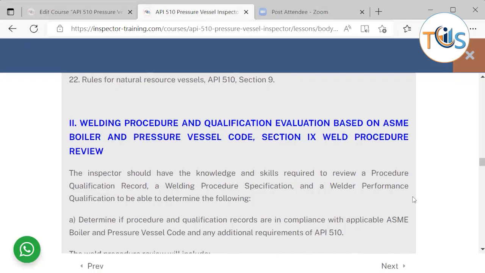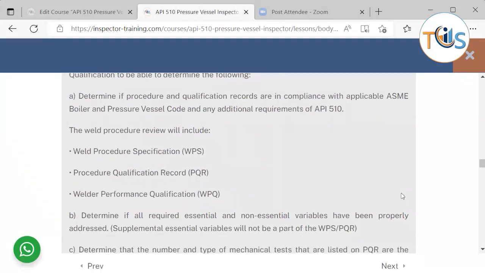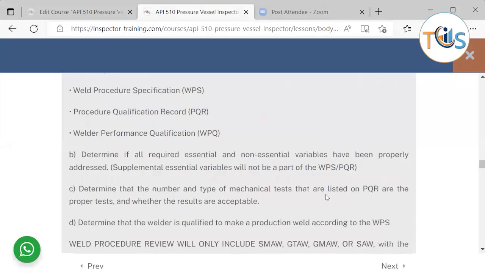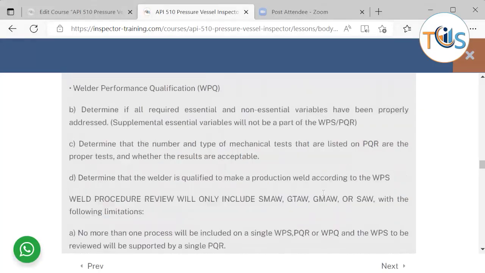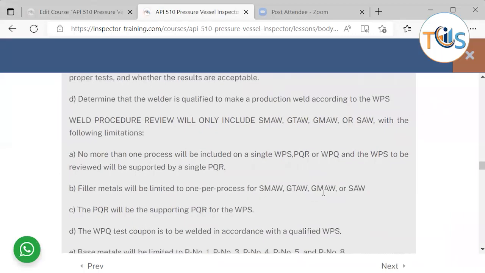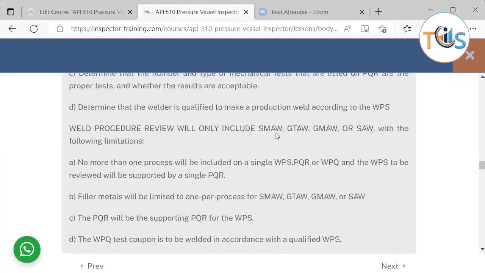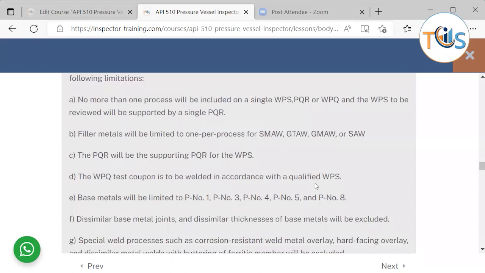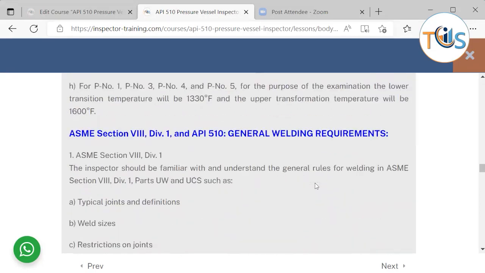Then you should know about the welding procedure and qualification evaluation, which is the WPS, PQR, WPQ, welder performance qualification, which is coming from ASME Section 9. About the procedures you should know, the welding processes you should know. ICE only would consider shielded metal arc welding, gas tungsten arc welding, gas metal arc welding, or submerged arc welding. So it would be a very simple WPS, and you should know the very basics of what a WPS constitutes, what is a PQR, what is a WPQ, etc.